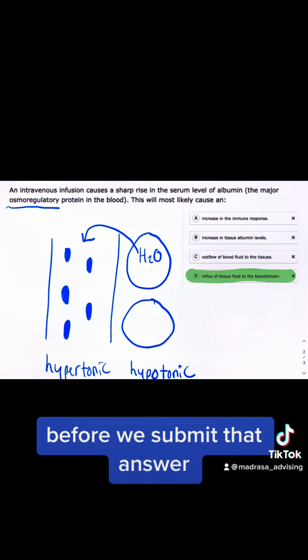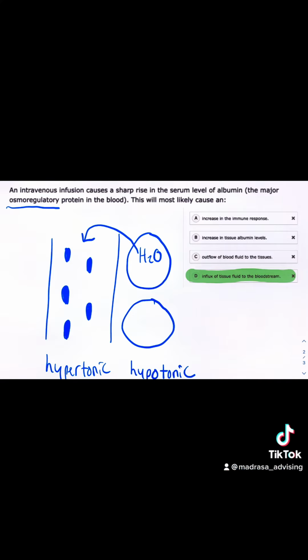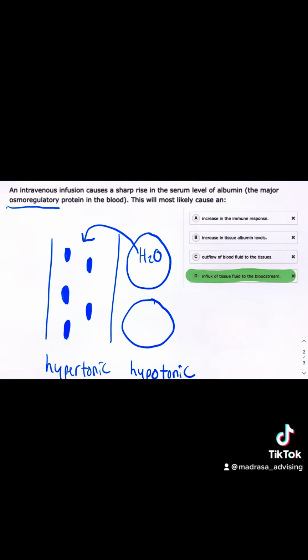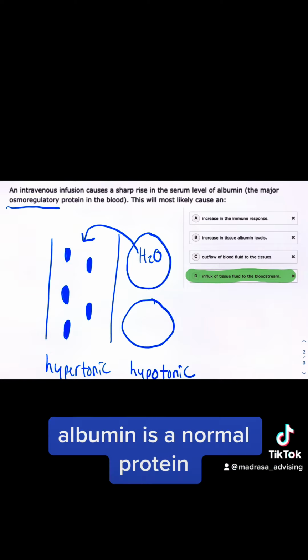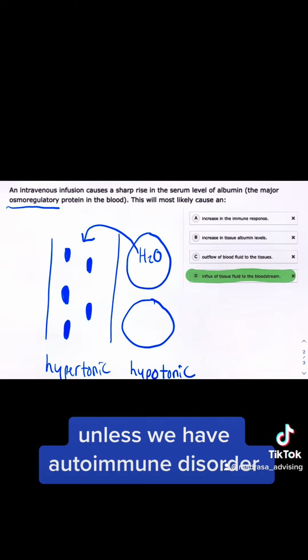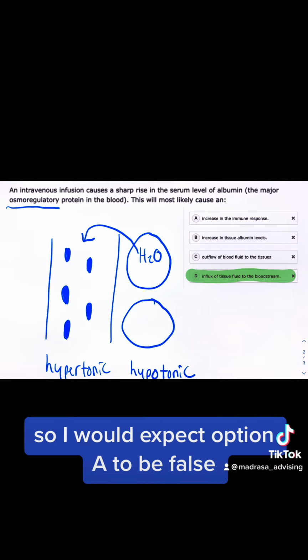Before we submit that answer, let's make sure that the other option choices are false. Would we expect to see an increase in the immune response? Albumin is a normal protein. It's found all over the body. And unless we have an autoimmune disorder, we're not going to have any kind of immune reaction to a normal self-protein. So I would expect option A to be false.